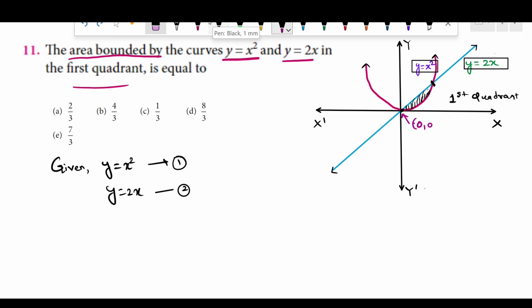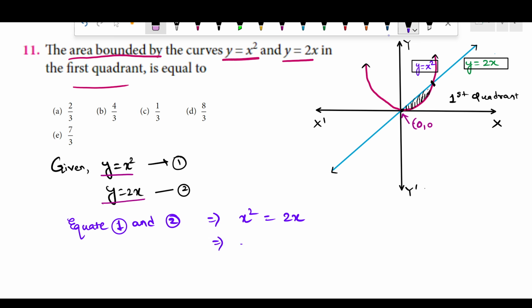Now see, given y equals x square and y equals 2x, right? So we need to solve them. So equate 1 and 2, which means x square equals 2x, which implies x square minus 2x equal to 0. Taking x common, this will be x times x minus 2 equal to 0. So x equals 0 and 2, right?